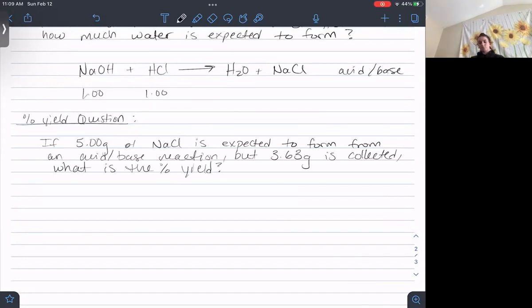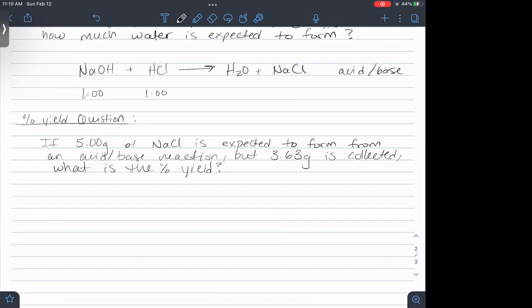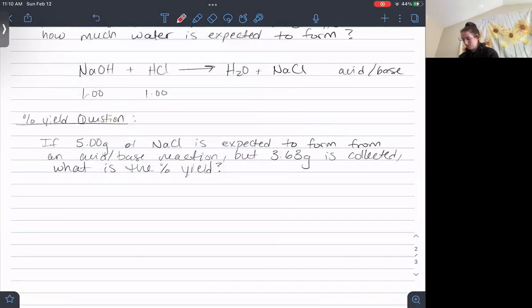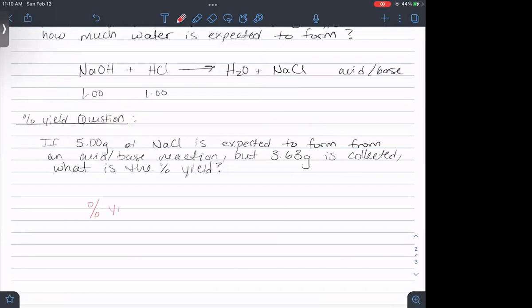Okay, so we could say if 5 grams of sodium chloride is expected to form from an acid-base reaction, but 3.63 grams is collected, what is the percent yield? Can anyone tell me how they would set up this question? Would you put the 3.63 on top and then the 5 grams on the bottom times the 100?